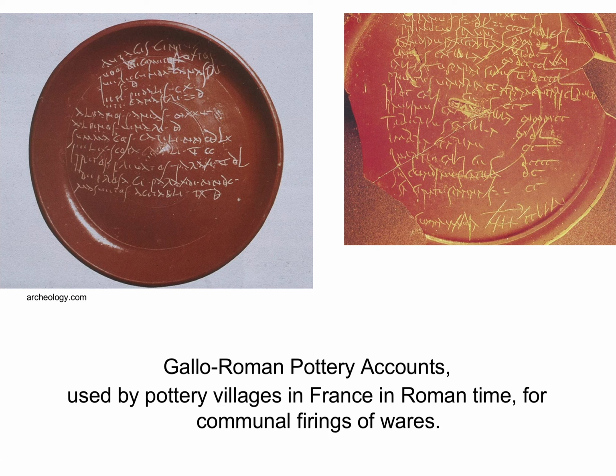And most of those pots have been destroyed and reduced to shards and so on, but we have a large quantity of those small plates that inform us on the names of potters, the type of ware they were making, and the quantity of ware that was produced in those villages in Roman times. So they are very important historical documents.